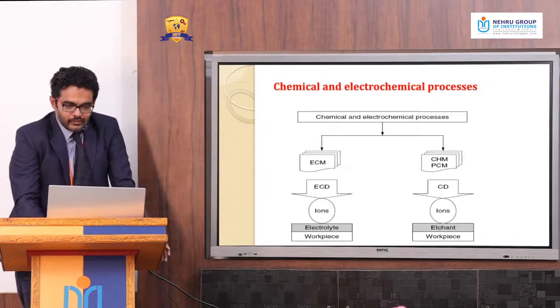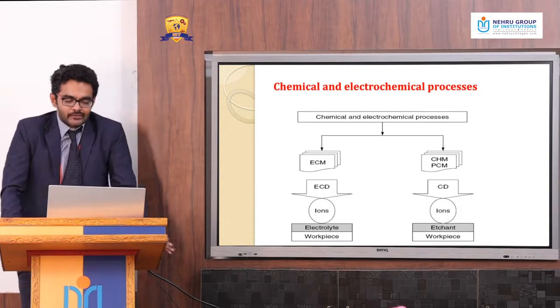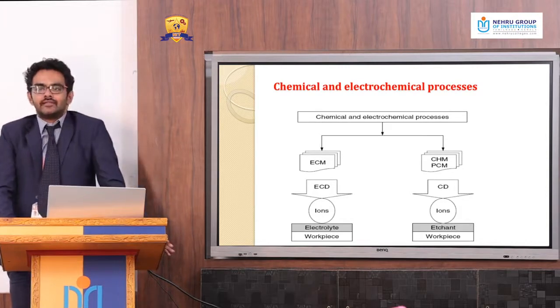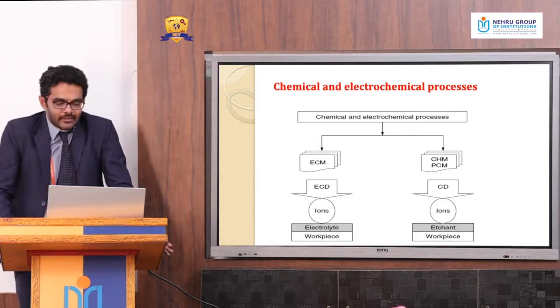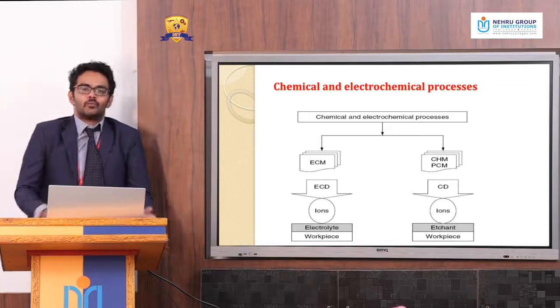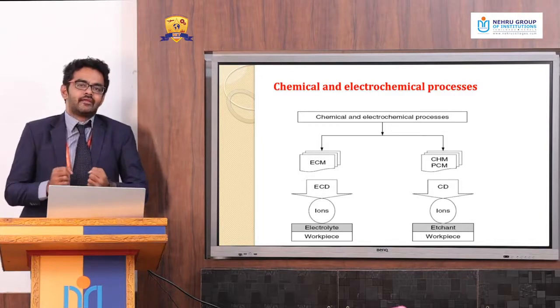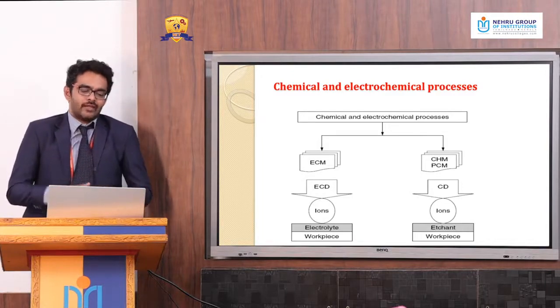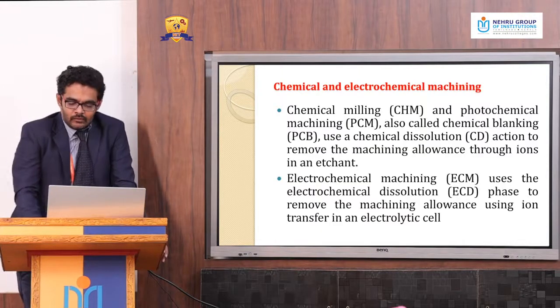Then this is the chemical and electrochemical machining process. Here the discharge of ions is very important. How the discharge of ions occurs in the chemical and electrochemical process: based upon the etching, the chemical reagent or chemical solvent involved in the process, the material removal takes place.